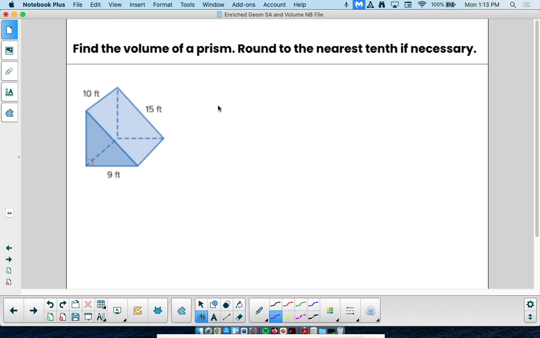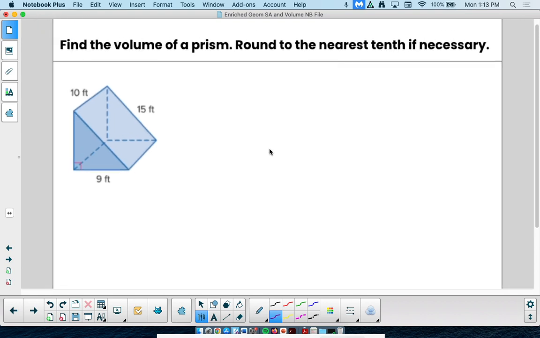So on this first one, what kind of a prism do we have? Triangular prism. So our base shape is a triangle, it's just laying on its side. How do you find the area of a triangle? Base times height divided by 2. Here's our base, and there's our right angle. We don't have the height, but we can find it using the Pythagorean theorem. So 15 squared equals x squared plus 9 squared.